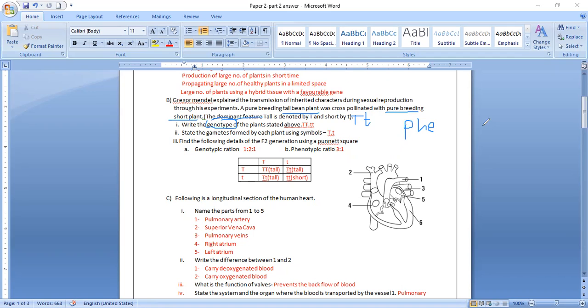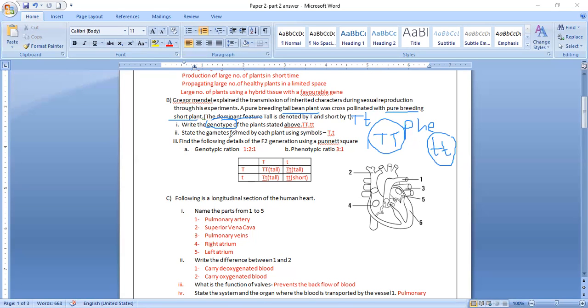Which gene determines the height? Which gene determines the color? That is what we call genotype. Okay. So write the genotype. So here the genotype is tall, that is one dominant character, tall. The other one is tt, short. So if you have two recessive characters, they will give the short. If you have two dominant characters, they will give the tall.